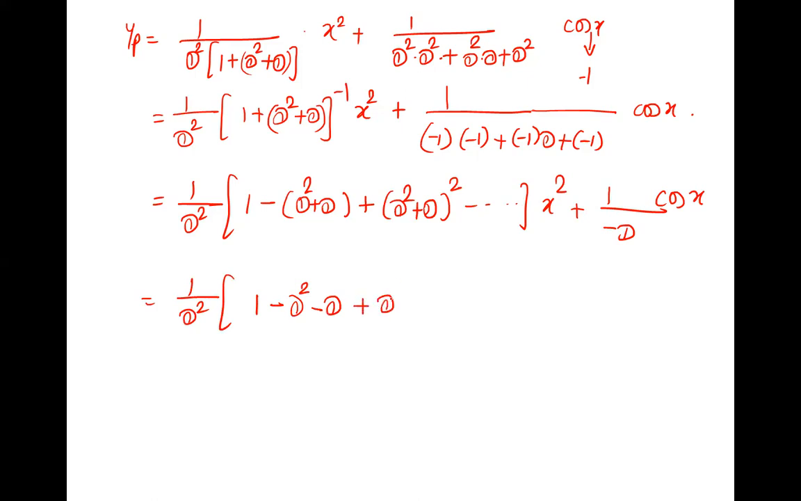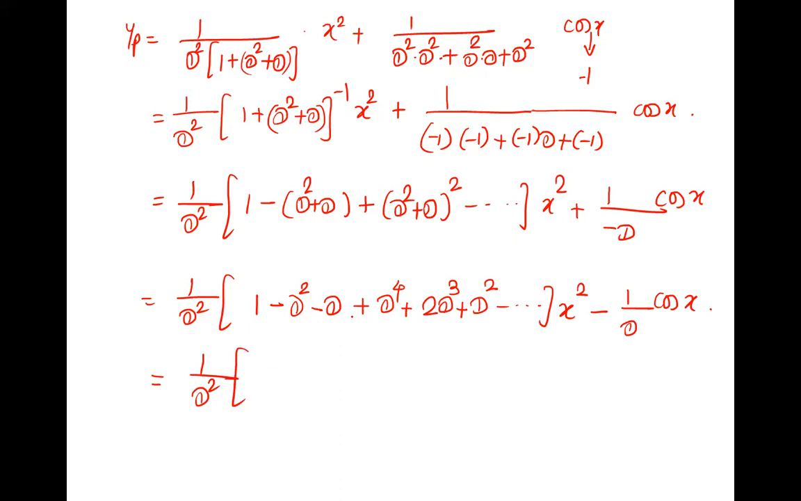d raised to 4, plus 2d cube, plus d square, minus so on x square. Here plus minus absorb, and 1 by d as it is. Yes, cos x, minus it is. Now it is 1 by d square.